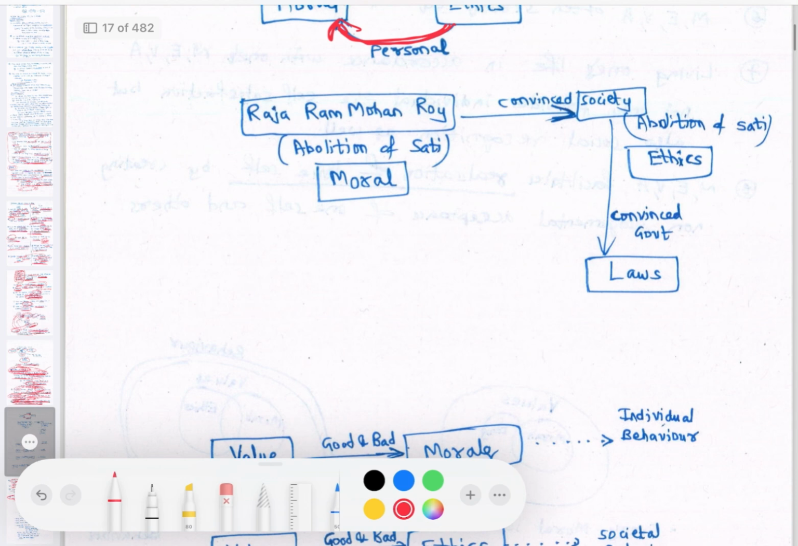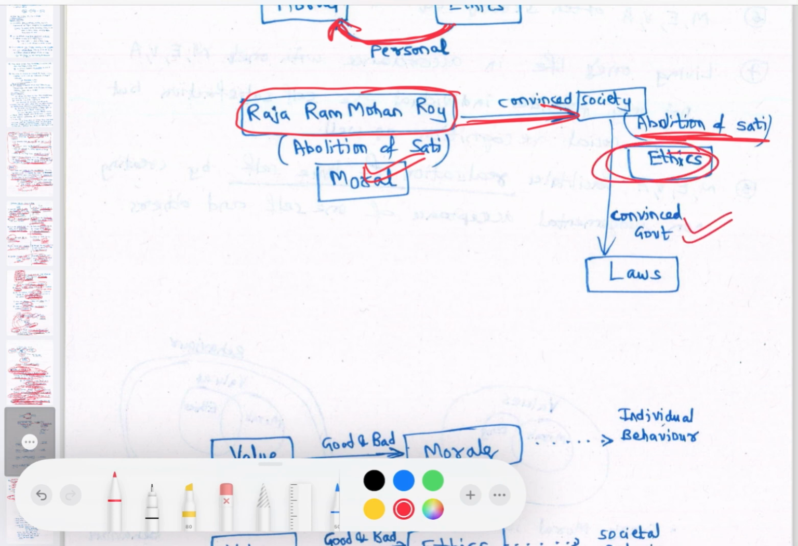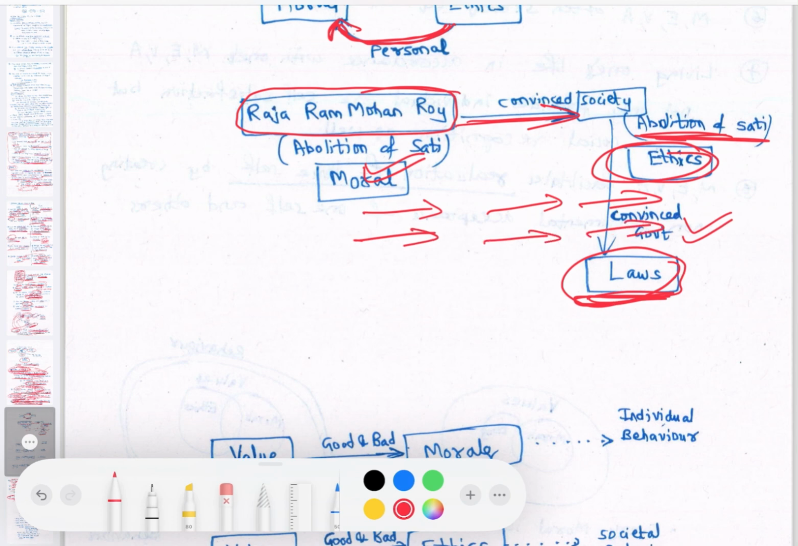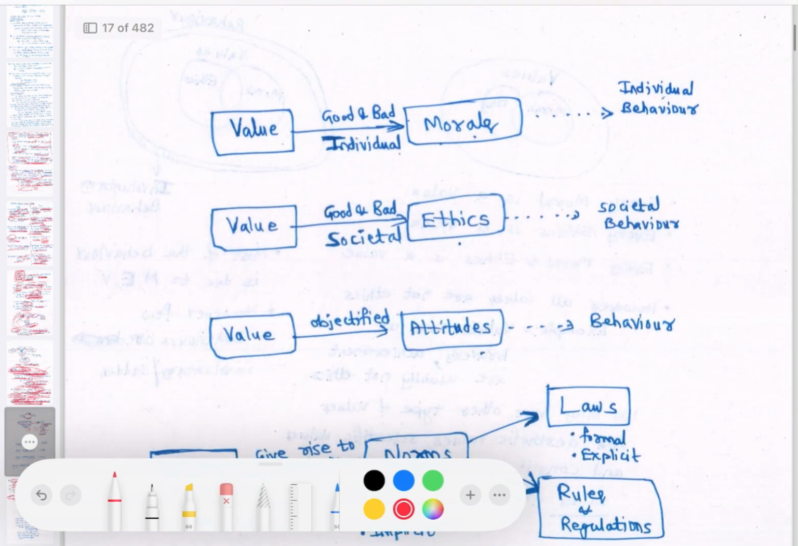Right. Then see, morals, ethics, and laws we have already discussed. Raja Ram Mohan Roy, abolition of sati, is his moral. So he considers sati as immoral and he fought against sati. And when he convinced society that sati is illegal, it becomes the ethics of society. Then he also convinced the government, so the anti-sati law has been brought. So morals, ethics, and laws travel like this: at individual level, society level, and formation of laws.